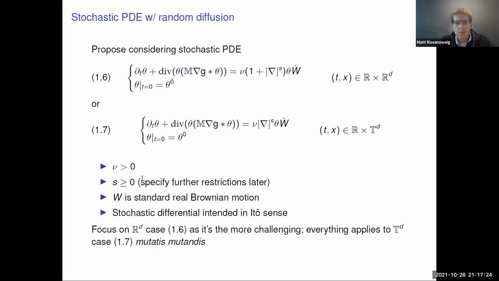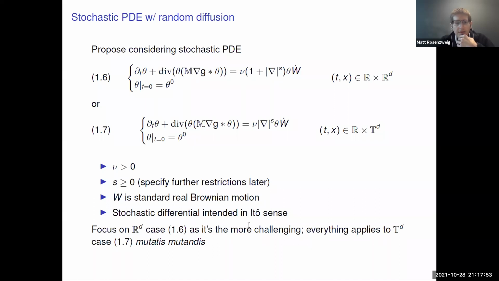So ν, I'm going to assume it's positive. s is going to be just greater or equal to 0. I'll tell you some further restrictions later. And W is just a standard real Brownian motion. Importantly, this notation here is formal. As you know, you have to interpret the stochastic differential, but I'm intending this in the sense of an Itô differential. So if you were to write this in integral form, this would correspond to an Itô integral.